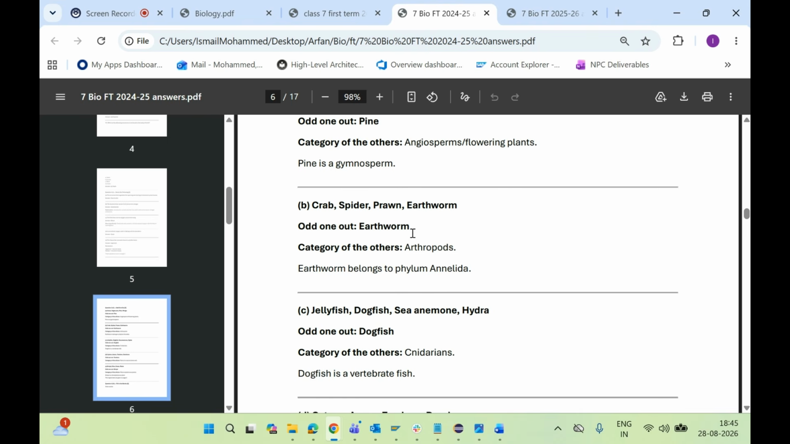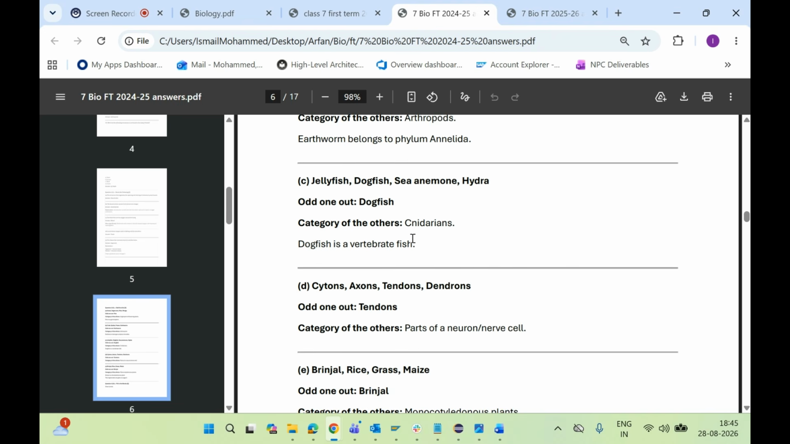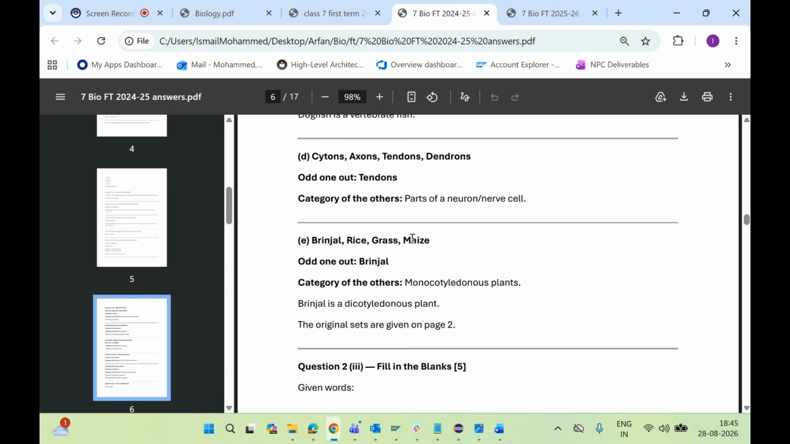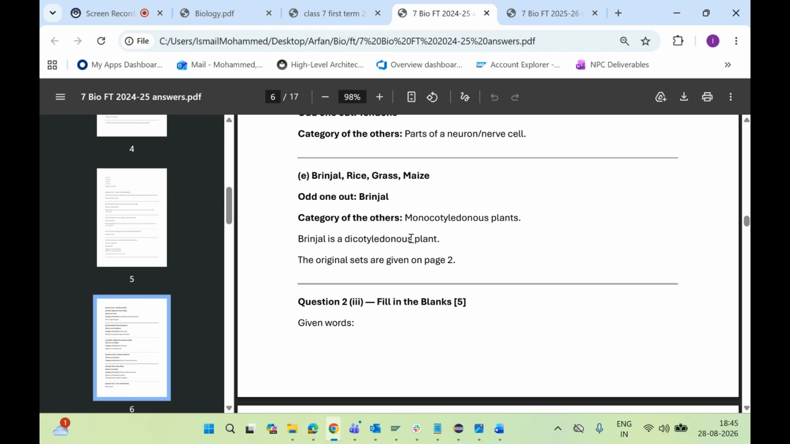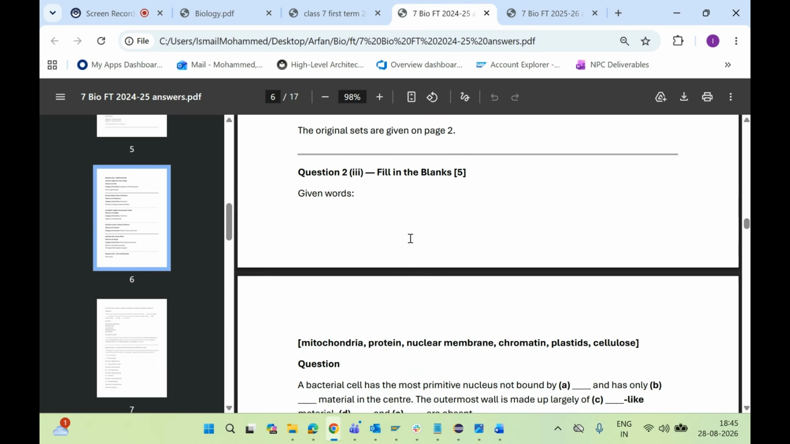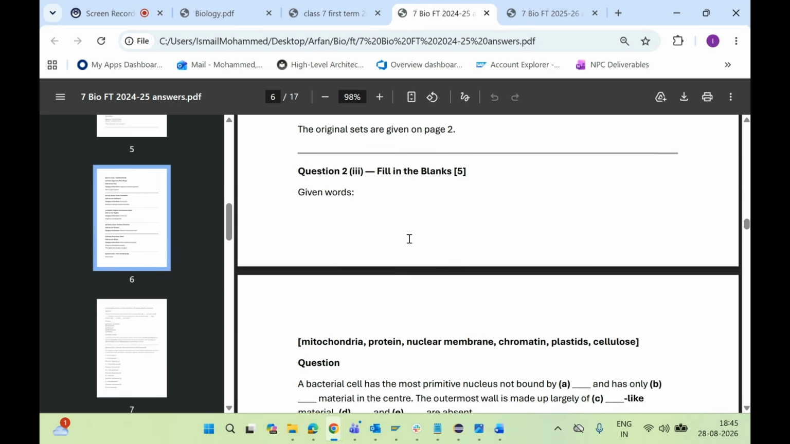Next one, crab, spider, prawn, earthworm. Earthworm obviously, because prawn, spider, crab are arthropods. Next one, jellyfish, dogfish, sea anemone, hydra. It's dogfish because the others are coelenterata. Okay, cytons, axons, tendons, dendrons. So tendons is the one because the others are parts of the neuron, the nerve cell. Brinjal, rice, grass, maize. So obviously the odd one out is brinjal because the others are in the category of monocotyledons. So you have two groups, monocotyledon and dicotyledon.